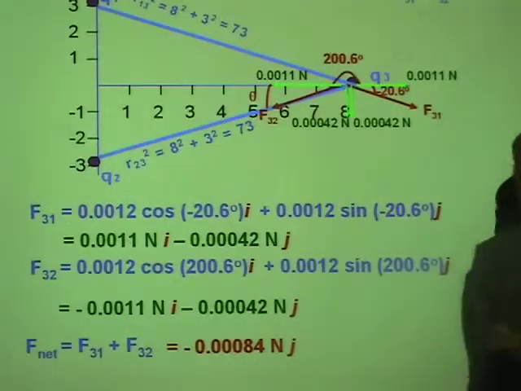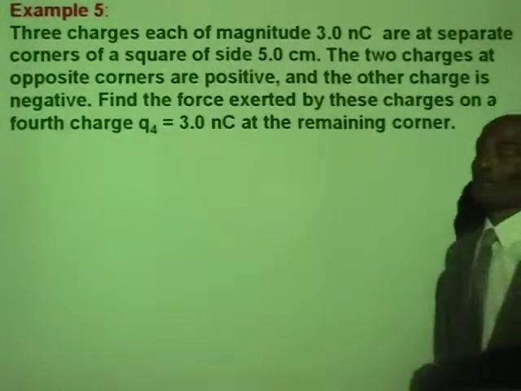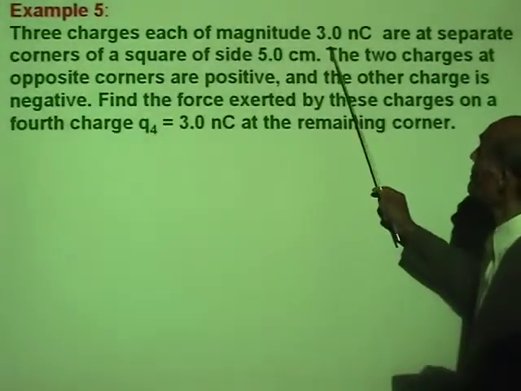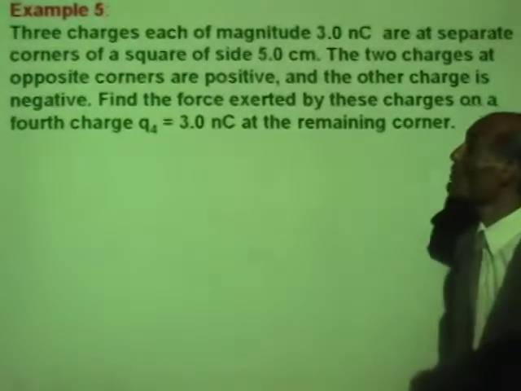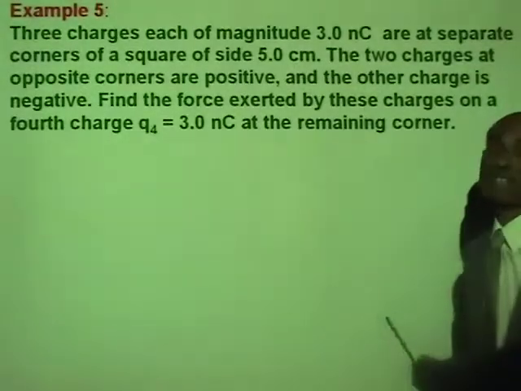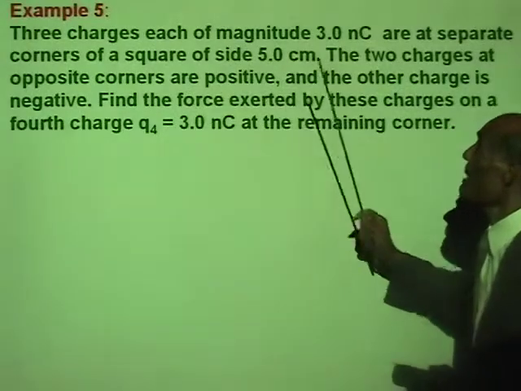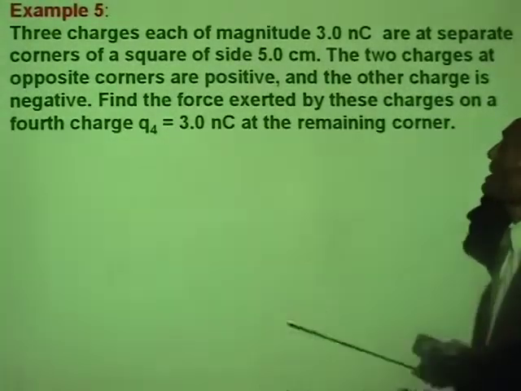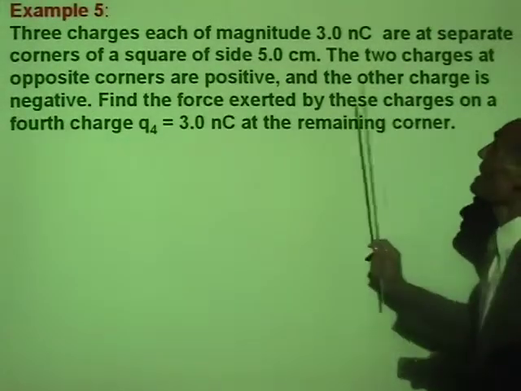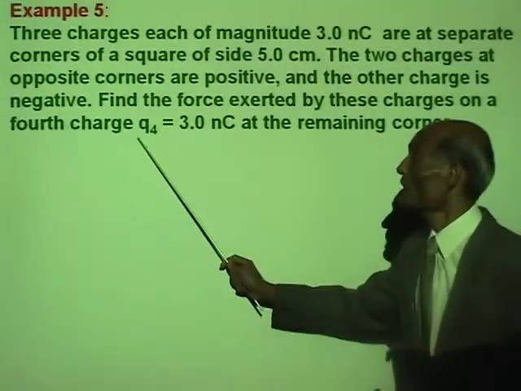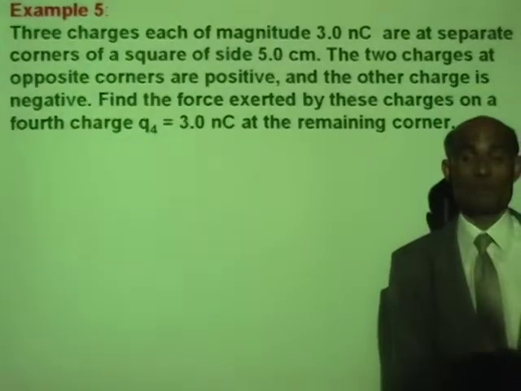That has been a good problem. I'd like you to learn how to do these kinds of problems. Let's do another one. Three charges, each of magnitude 3 nanocoulomb, are at separate corners of a square of side 5 centimeter. The two charges at the opposite corners are positive and the other charge is negative. Find the force exerted by these charges on a fourth charge, Q4, equal to 3 nanocoulomb at the remaining corner.